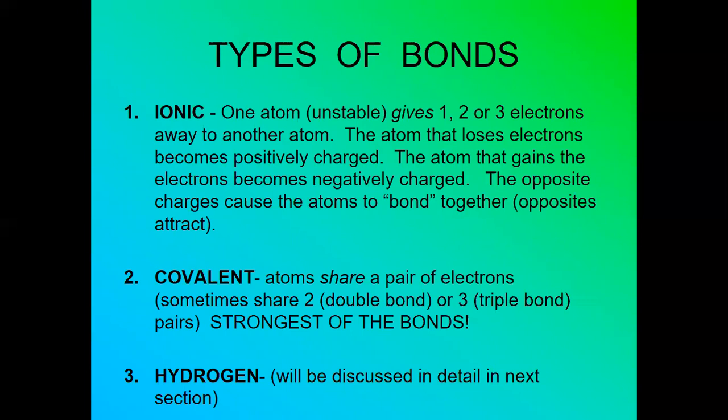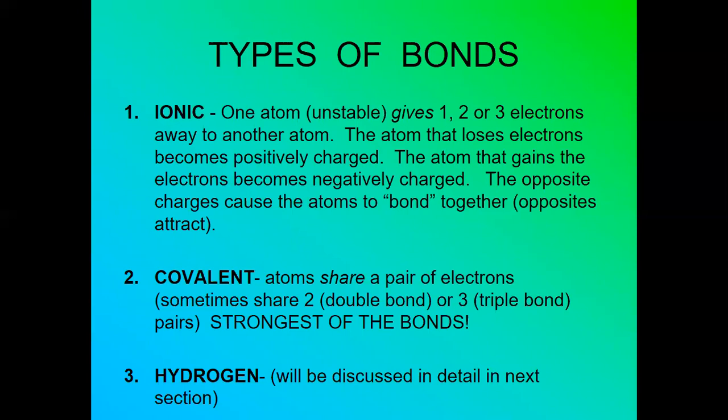Ionic: one atom, which is unstable, gives away 1, 2, or 3 electrons. Another atom, also unstable, accepts those 1, 2, or 3 electrons. When this happens, the giving atom has 8 on its outer shell, and the receiving atom has 8 on its outer shell. They then become bonded together because the charges on the two atoms will be different.